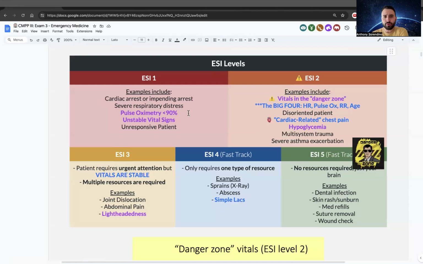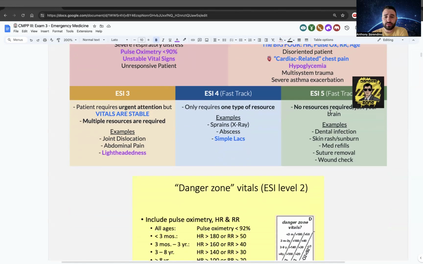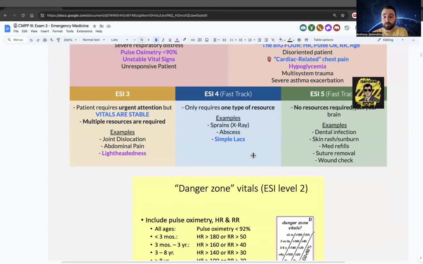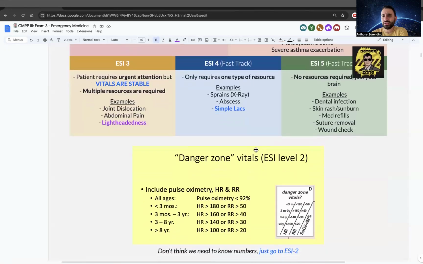So I think some of the important things to know here: a pulse ox less than 90 automatically puts you into ESI 1, hypoglycemia in ESI 2, and then we talk about these vitals that are in the danger zone. And really the big ones we look at are pulse ox, heart rate, and respiratory rate, and age as well, just because things change based on age.